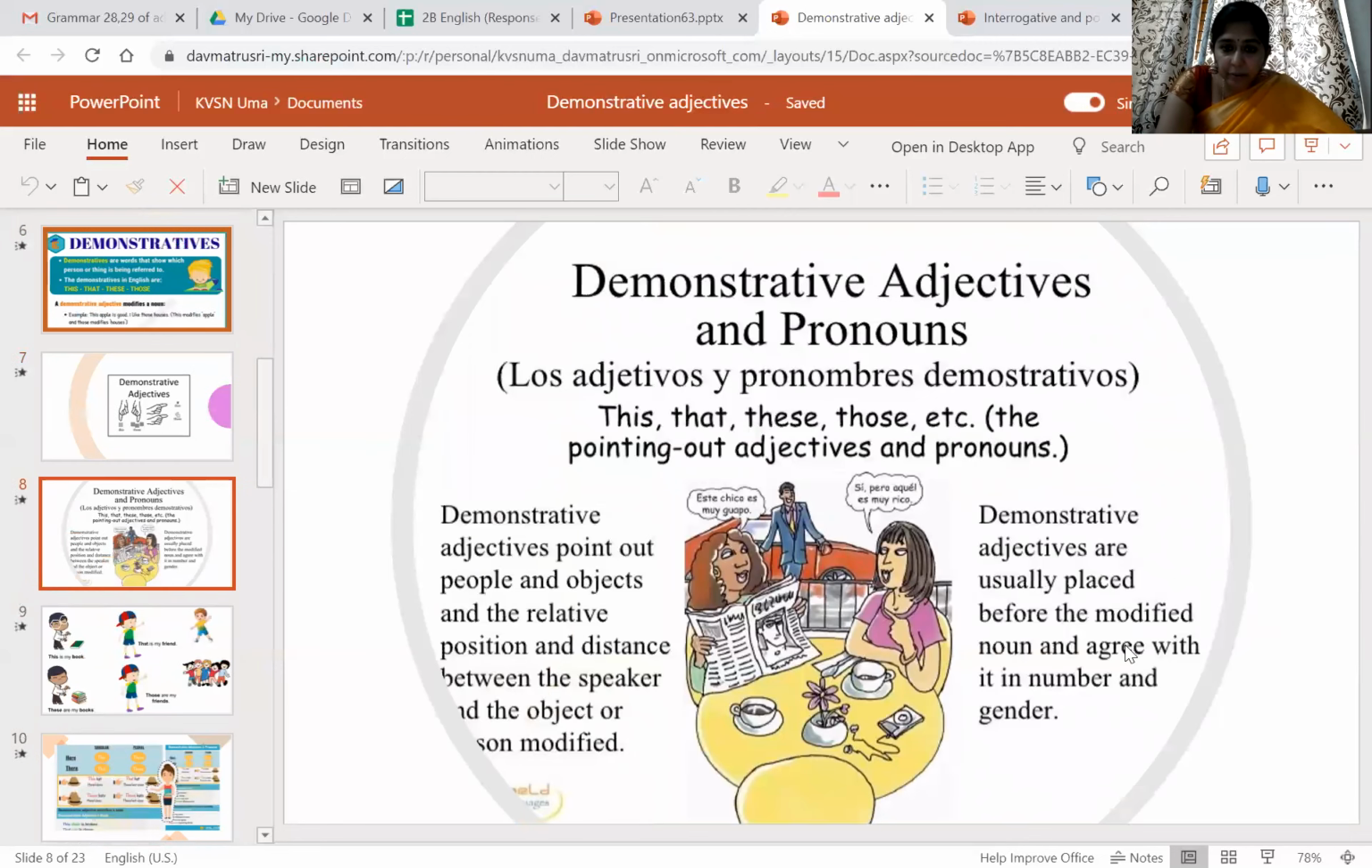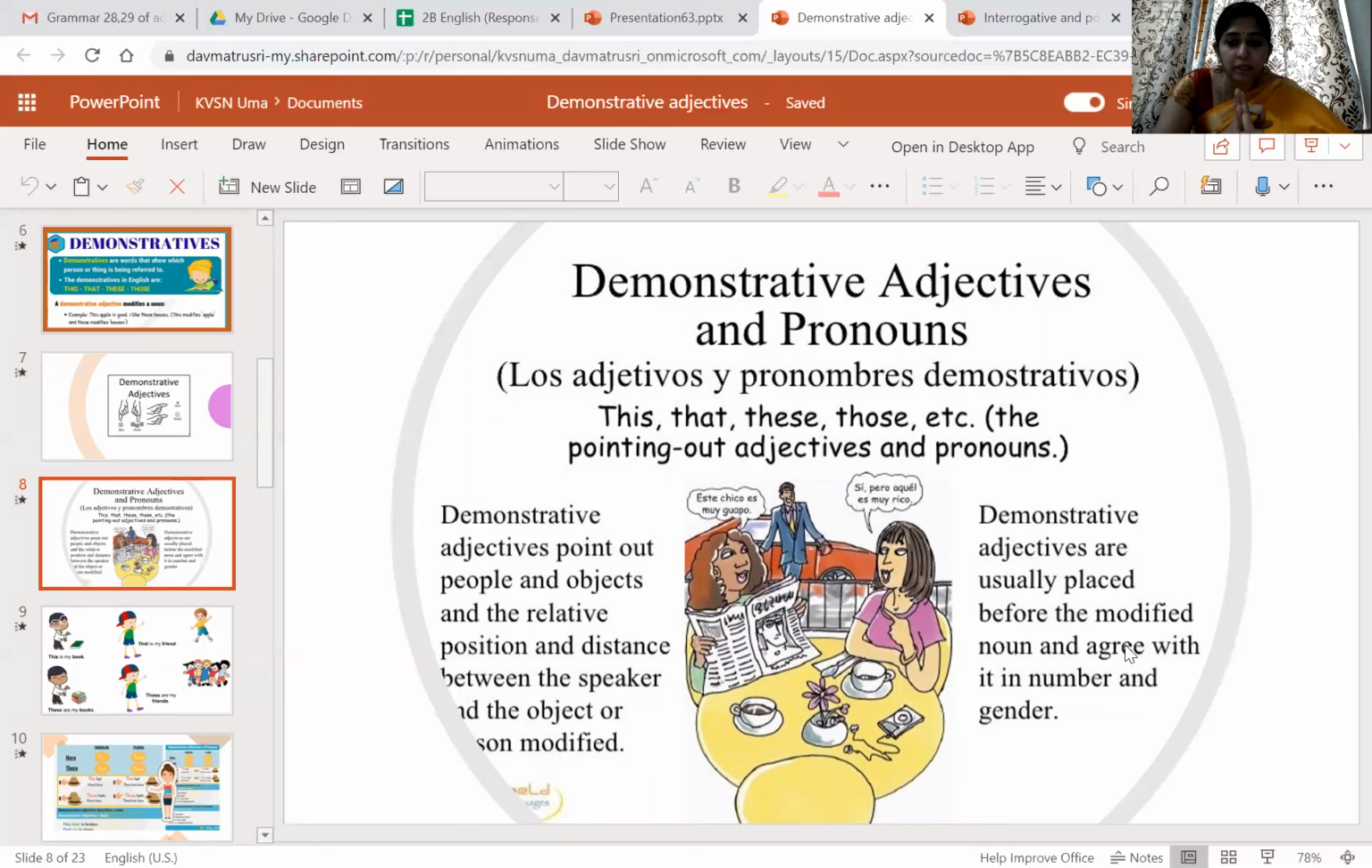And here you can see demonstrative adjectives and pronouns. Demonstrative adjectives point out people and objects and the relative position and distance between the speaker and the object or the person modified, and they are usually placed before the modified noun and agree with it in number and gender. This whole definition is not required, only you understand that they point out people and objects and they are placed before the modified nouns.